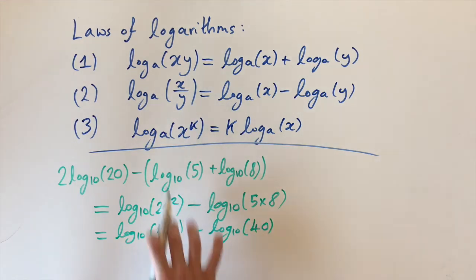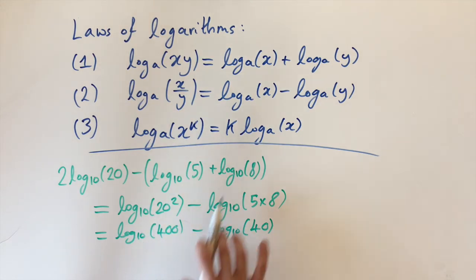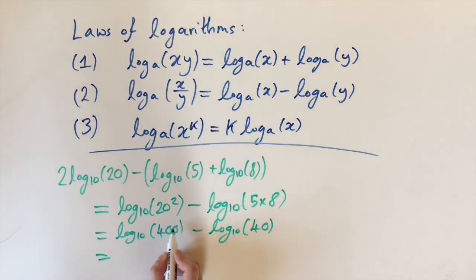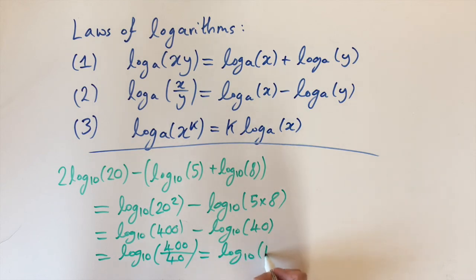And now we can apply the division law. So we've got the subtraction of two logarithms, they're the same base. We can just write this as the division of these two numbers. So it's log base 10 of this number, 400, divided by the second one, 40. And this is very nice because this simplifies. So this is log base 10 of, well, 400 divided by 40, that's actually equal to 10. And so since 10 equals 10 to the power of 1, this tells us that logarithm of base 10 of 10, this is equal to 1. So this is our answer.